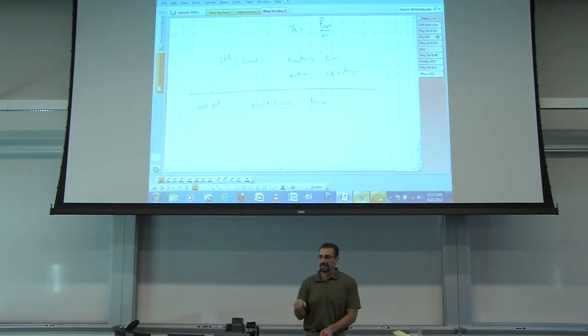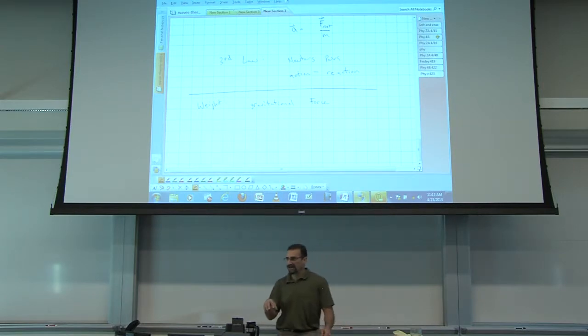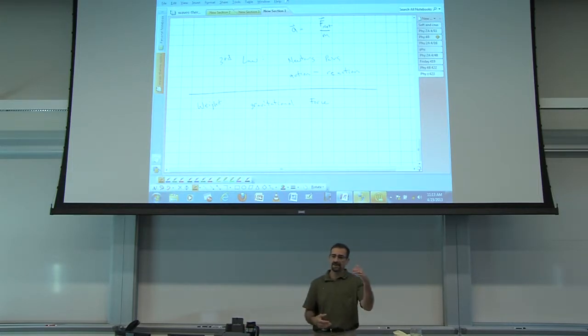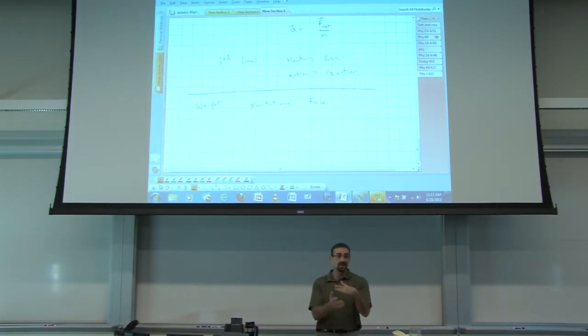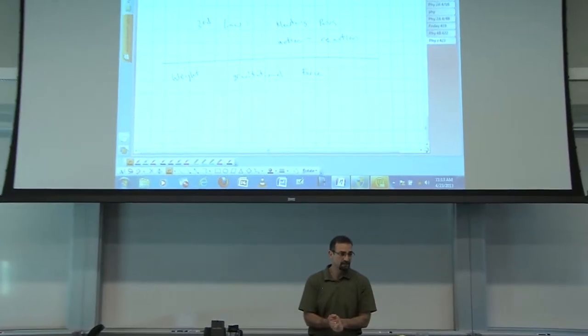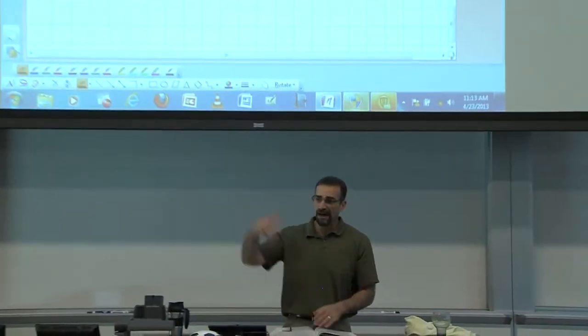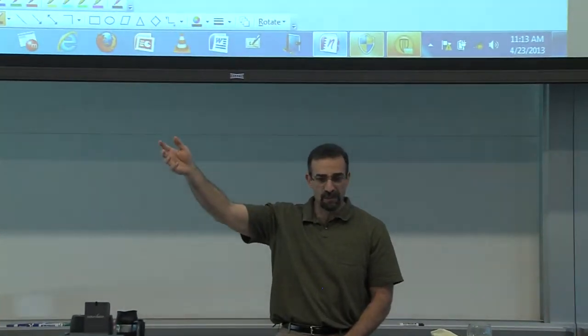But weight changes. If you're standing on the surface of the Earth, you have a gravitational attraction to the Earth. You have a certain weight. If you're standing on the surface of the moon, you have a gravitational attraction to the moon. Your weight is very different there. If you're out in a space station somewhere, you're not standing on anything, you don't have any apparent weight, right?